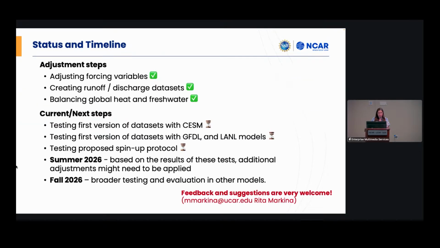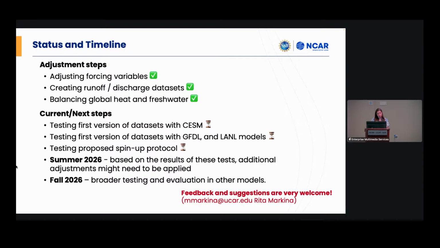Okay, and I wanted to finish by showing the status and timeline. So we did the adjustments of the forcing variables for this new data set. We created the runoff and discharge data sets that are suitable for model runs. And we did the balancing of the global heat and the fresh water.